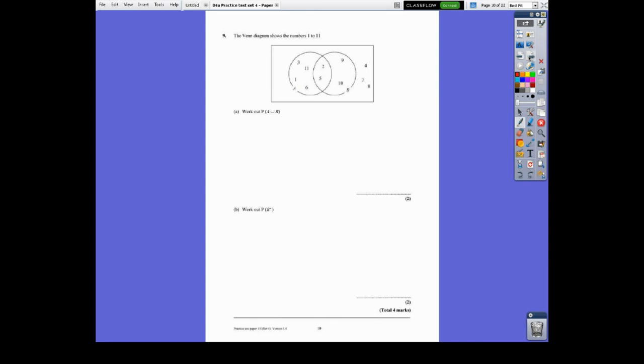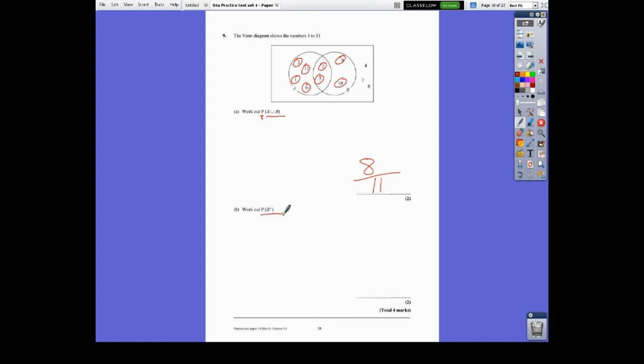Question 9. The Venn diagram shows numbers 1 to 11. Work out P of A union B. This means the probability of the union of A and B. The union of A and B is all the numbers that are in A and B. If we count up how many numbers are in A and B, that is all the numbers. So there are 8 numbers out of the 11. So the probability of getting a number that is in A and B is 8 out of 11.